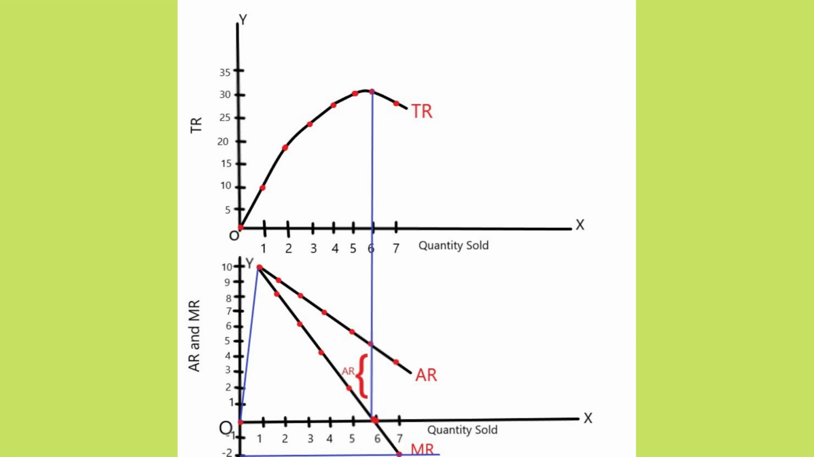Then when the marginal revenue is 0, the total revenue is maximum. And when the marginal revenue is negative, the total revenue starts declining.